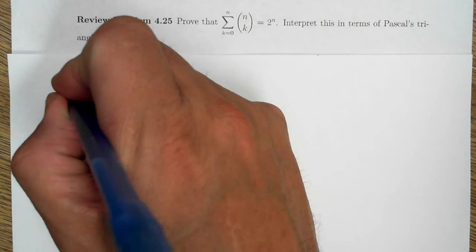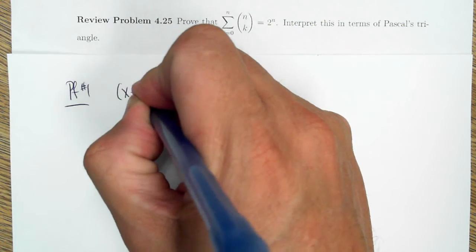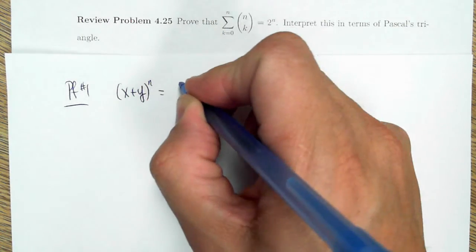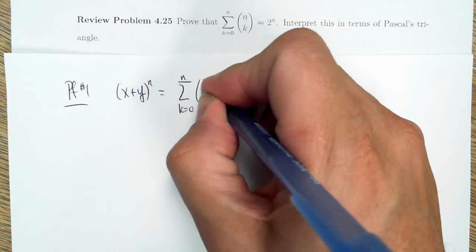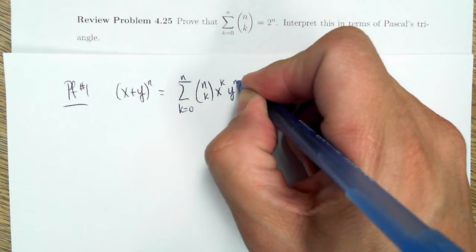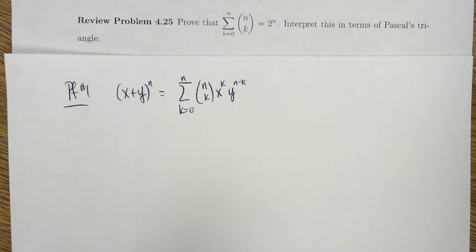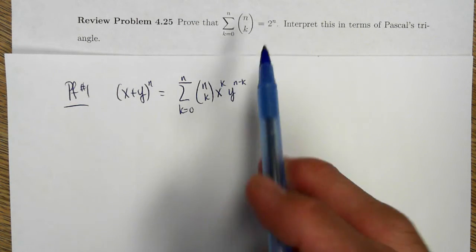The first explanation, proof number 1, will rely on the binomial theorem that (x plus y) to the n is equal to the summation k equals 0 to n of n choose k x to the k times y to the n minus k. So that is the binomial theorem that allows us to expand out x plus y to any integer power. Now this is always true, and I'm going to plug in certain numbers for x and y to end up with this.